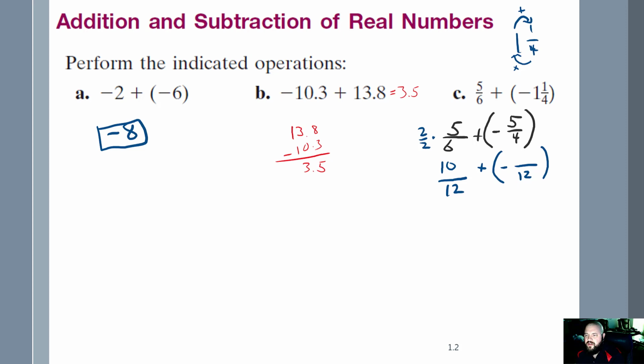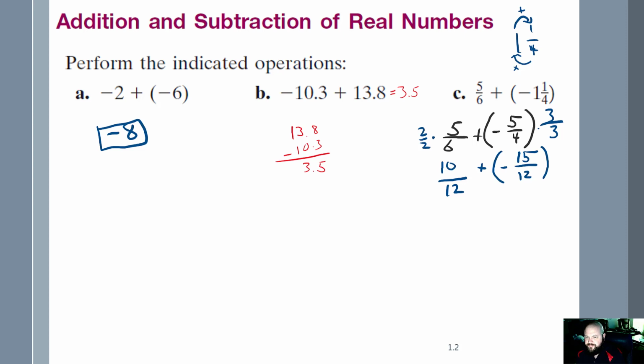And then for looking at this, 12 divided by 4 is going to be 3. Oh, I'm sorry, times 3, yeah, times 3 over 3. So we got 4 times 3, which is 12, and 5 times 3, which gives us 15.